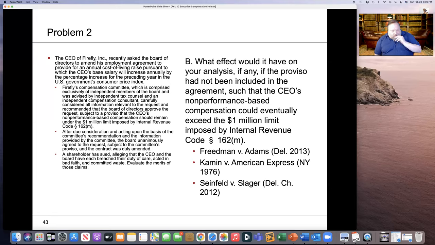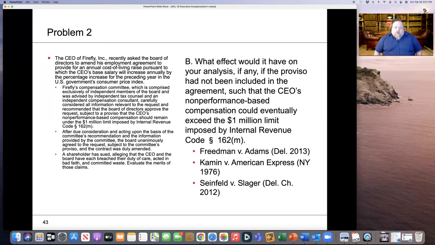Now, would your analysis change if the proviso had not been included in the agreement, such that the CEO's non-performance-based compensation could eventually exceed the $1 million limit that's imposed by Internal Revenue Code Section 162(m)? And my answer here is no. There is no fiduciary obligation under Delaware law for a corporation to attempt to minimize its taxes.